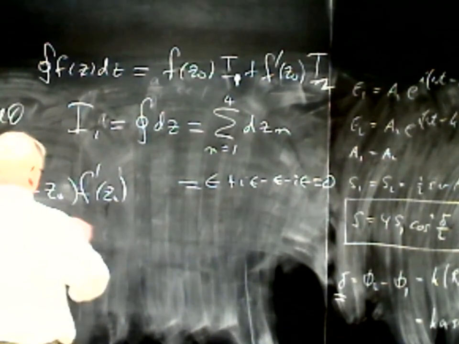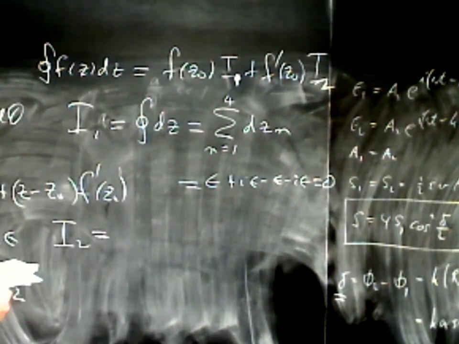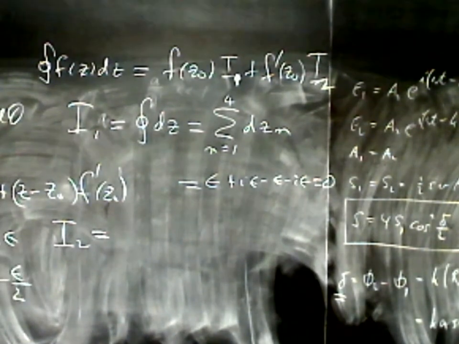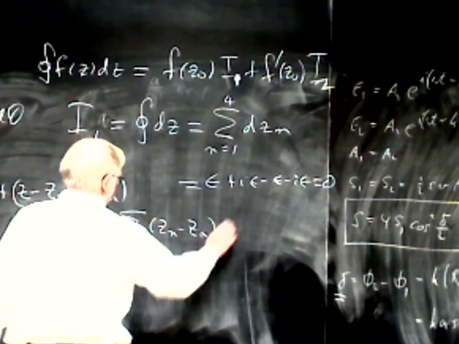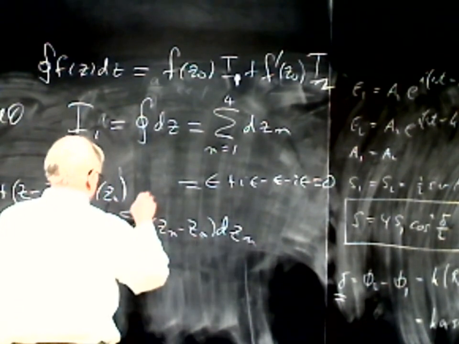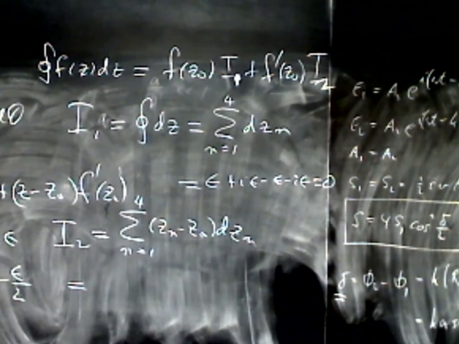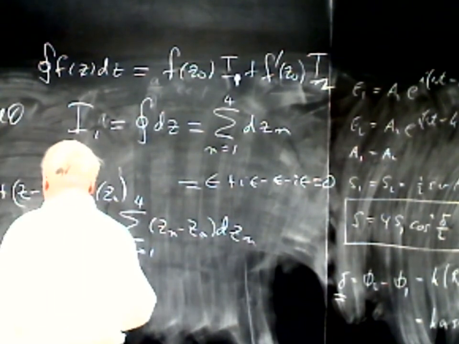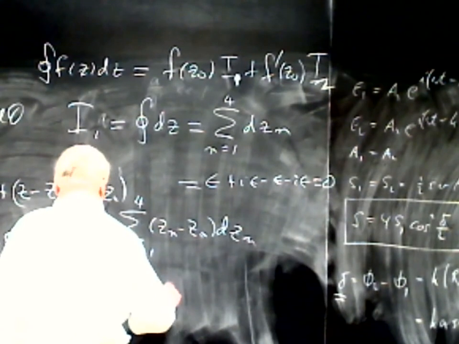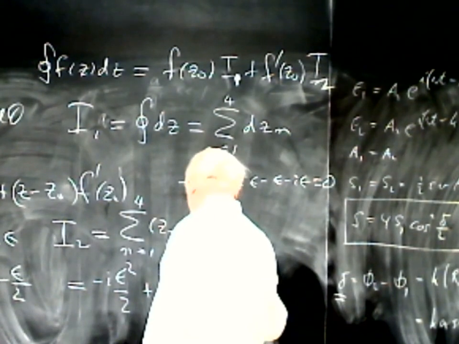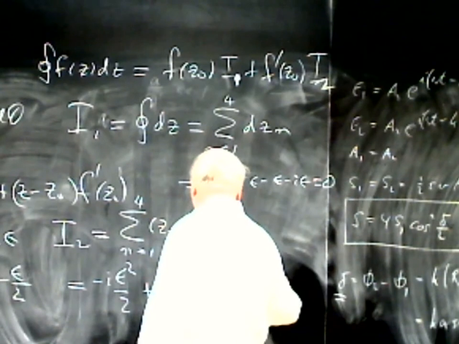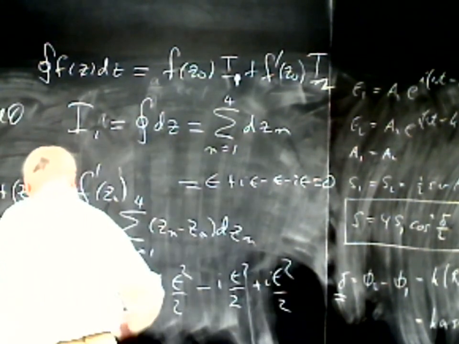What about I2? Well, I2 is a little more complicated because it is a sum of zn minus z0 times dzn from n equals 1 to 4. And so this is going to be the product of these summed. So it's minus i epsilon squared over 2 plus i epsilon squared over 2 minus i epsilon squared over 2 plus i epsilon squared over 2, and you can see that's also 0.